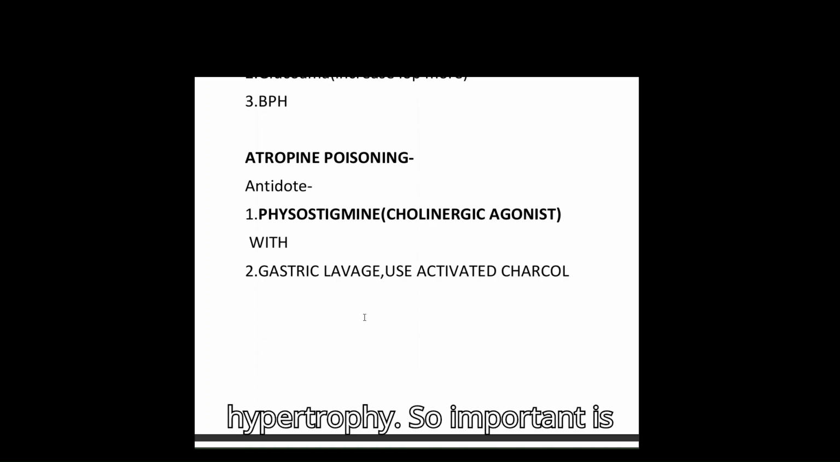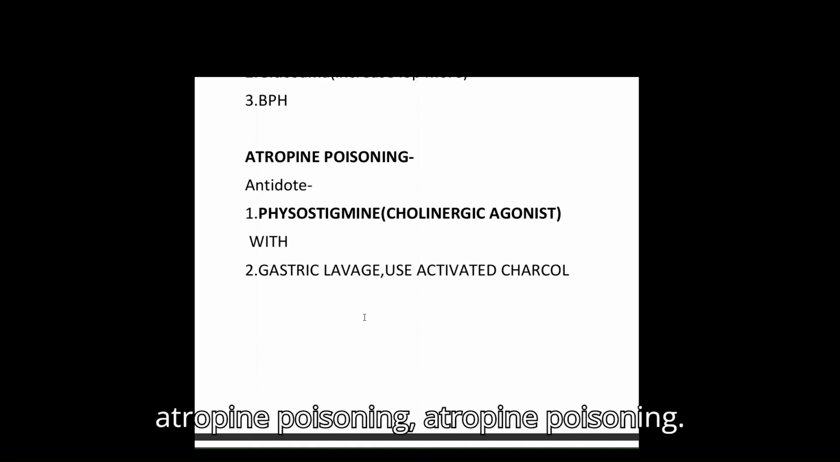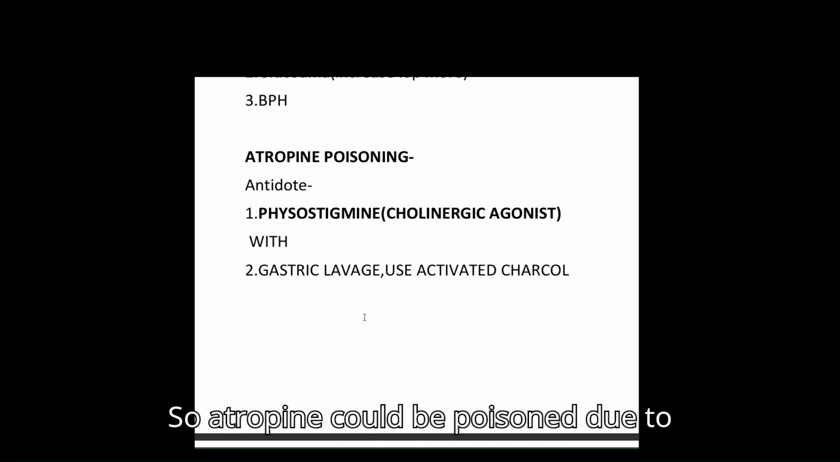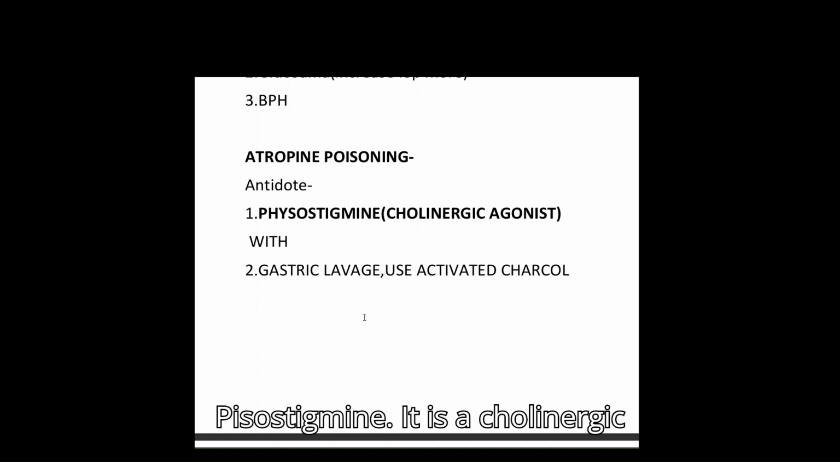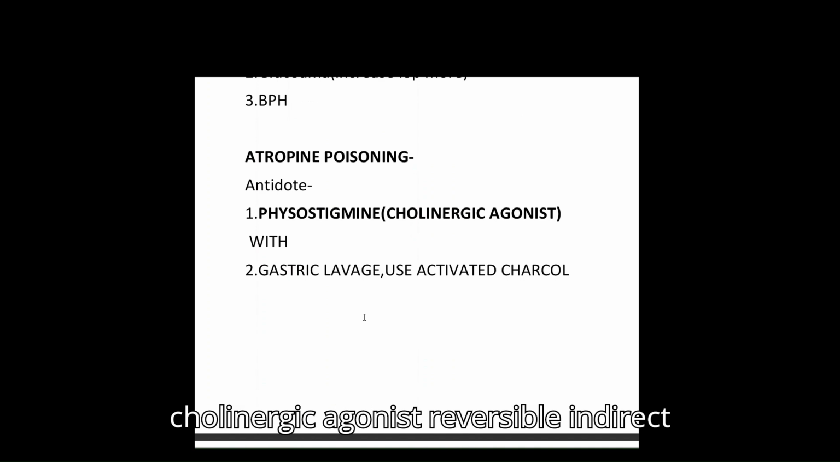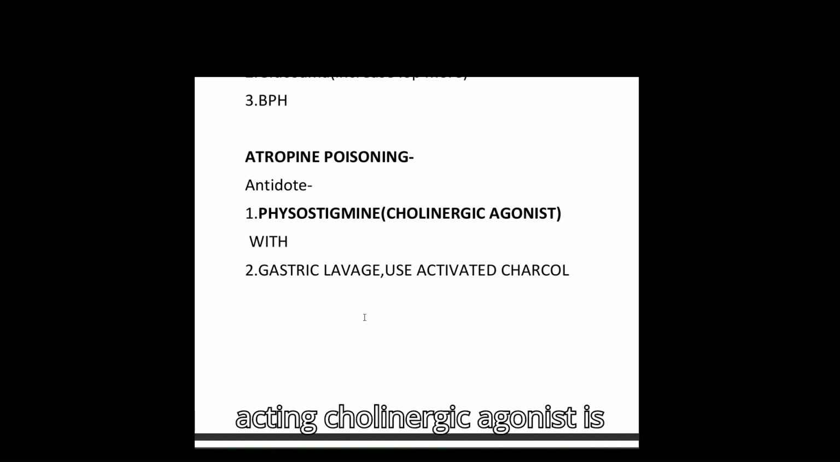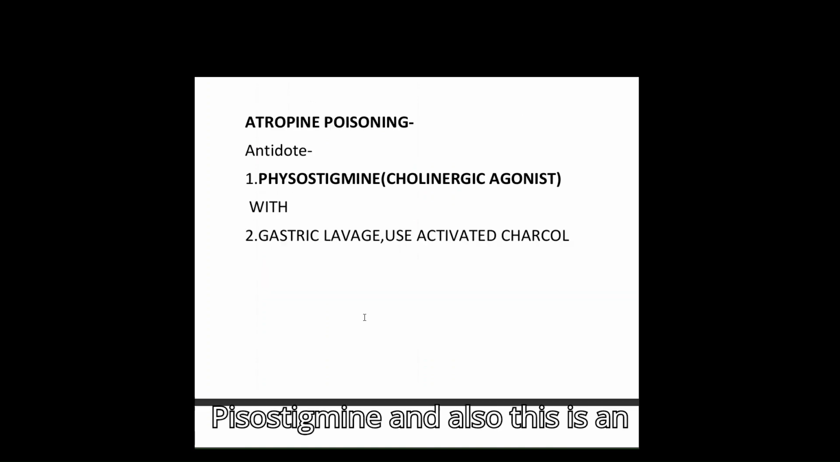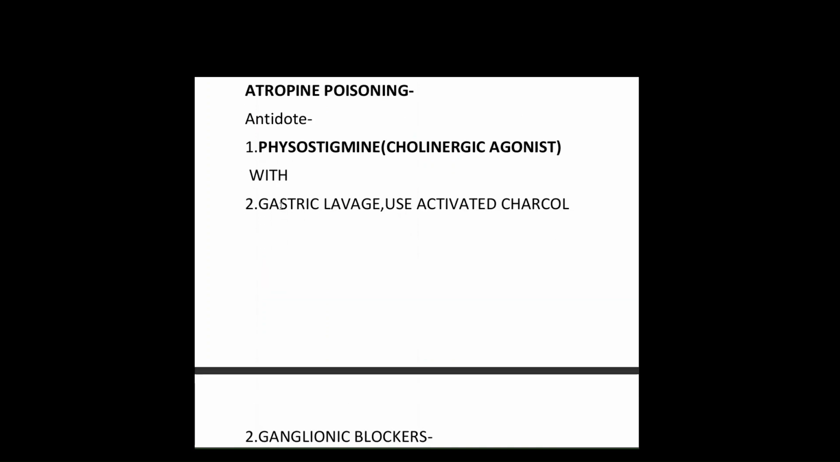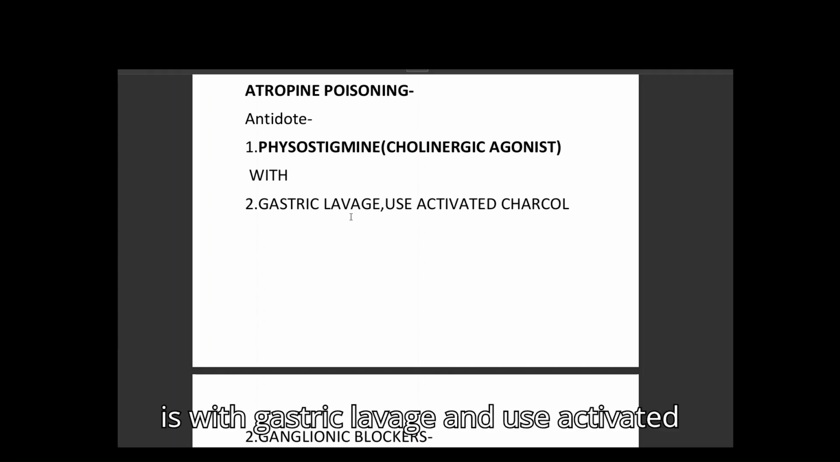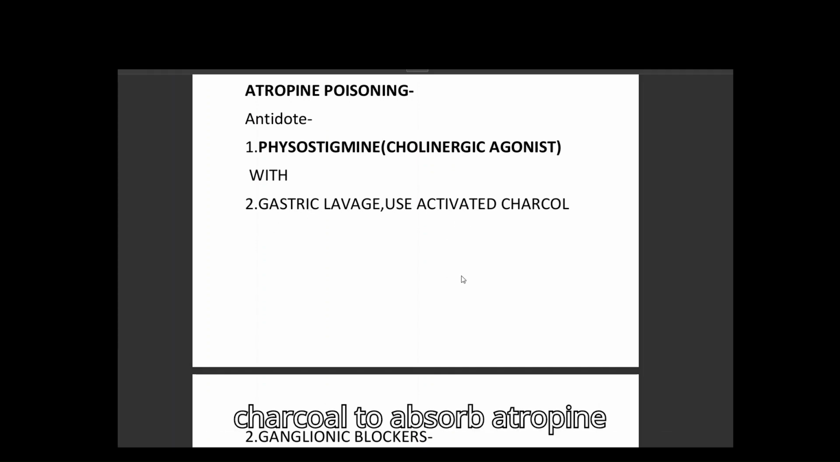So important is atropine poisoning. Atropine could poison due to overdose. The antidote is physostigmine. It is a cholinergic agonist. Reversible indirect-acting cholinergic agonist is physostigmine. This is mainly the antidote, but we could also use gastric lavage and activated charcoal to absorb atropine in the stomach.